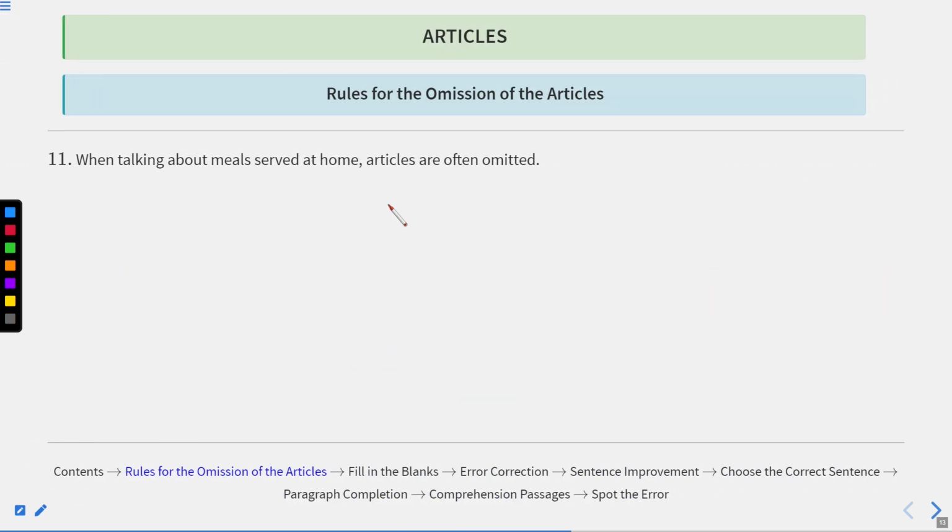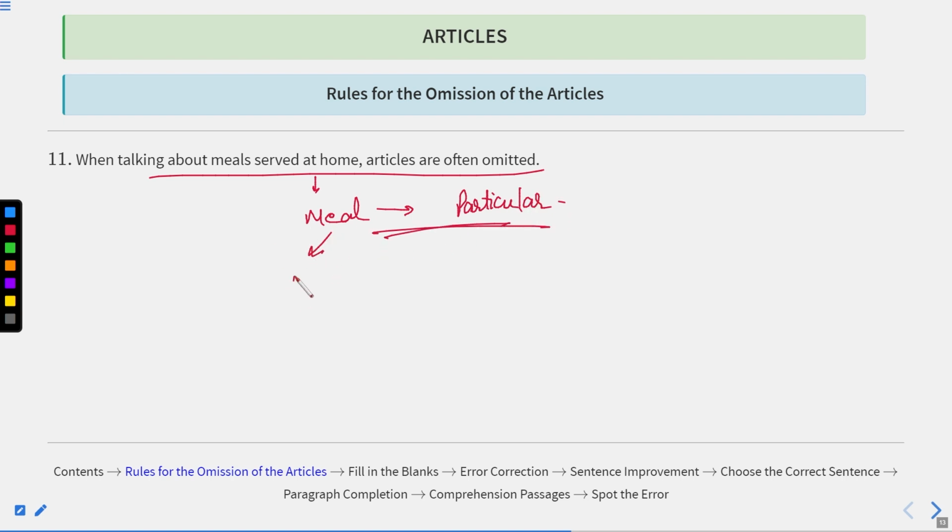When talking about meals served at home, articles are often omitted. This I have already told you: when a meal is mentioned, if we make the meal particular, we use an article. If we talk about a meal in a general sense, we cannot use an article. Generally we should not use an article. Now it is written article about meals at home. It is not like at home.